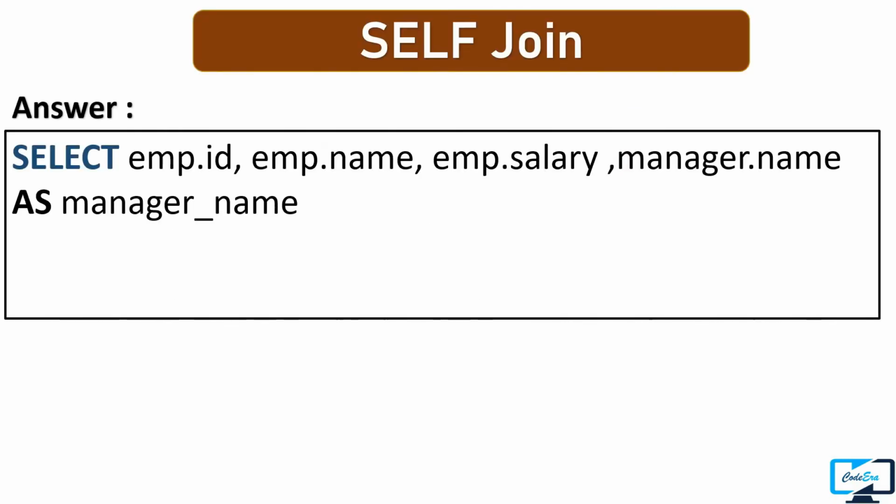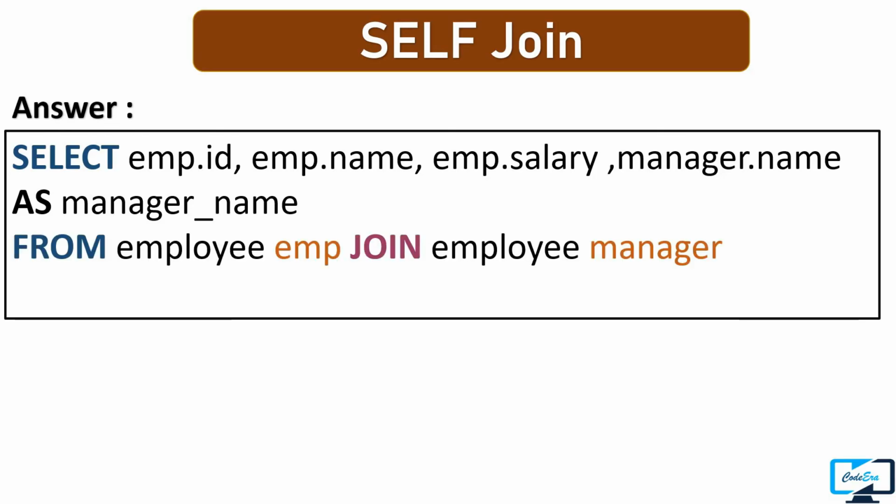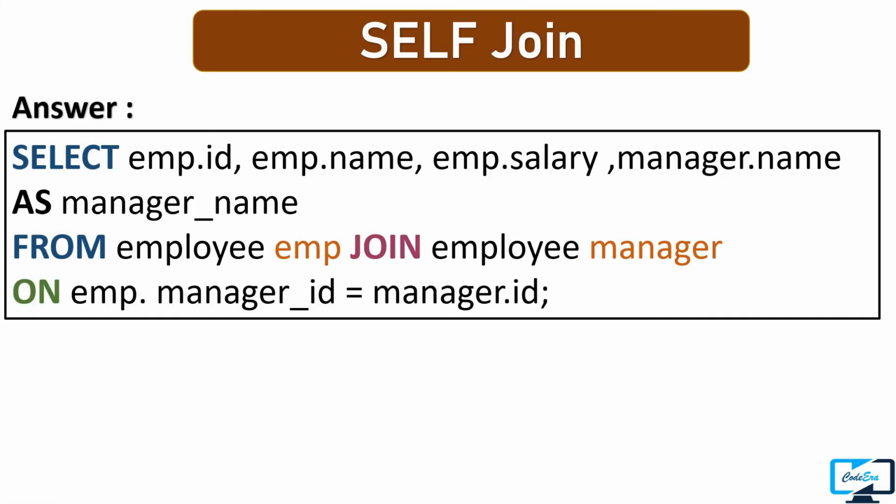So first we will select all our required columns. So we will write SELECT emp.id, emp.name and emp.salary. So we will get all these columns from EMP. And for the manager name we will write manager.name as manager_name. Then we will write FROM employee EMP JOIN employee manager. So here EMP and manager are the aliases of the employee table. Now we will write our join condition. So we will write emp.managerID equal to manager.id.